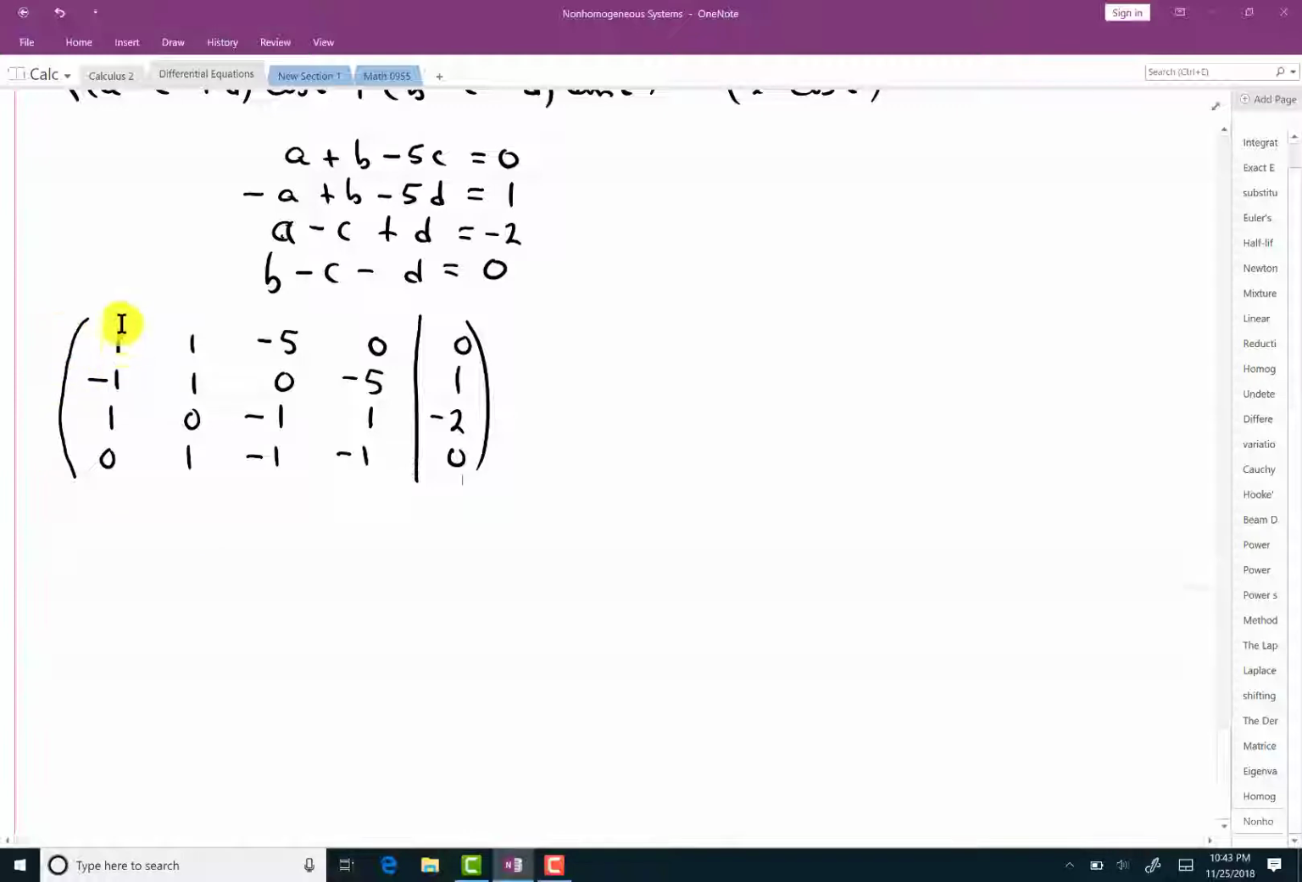The first thing I want to do is clear out the first column, except for the first entry. Anything under this first term I want to wipe out. In order to do that, if I take the first row and simply add it to the second row, I am guaranteed to wipe out the first entry. I can do that by taking the first row plus the second row, and I write that as R1 plus R2.